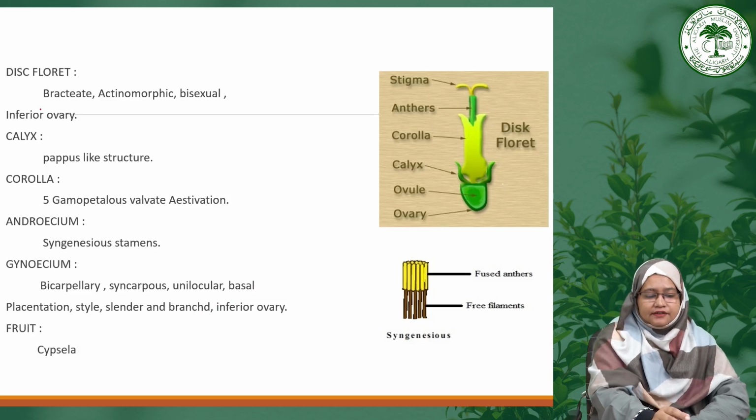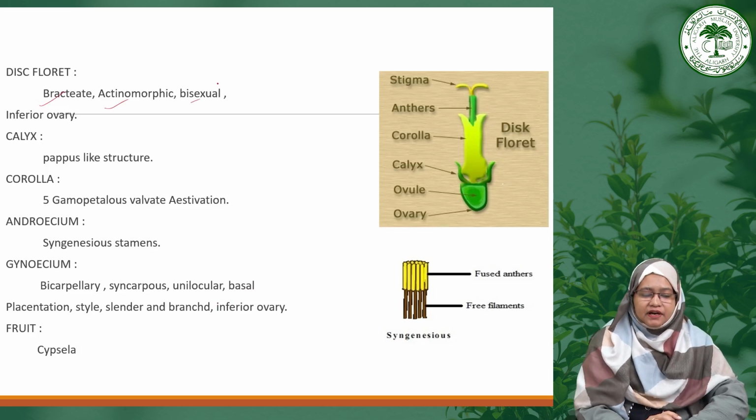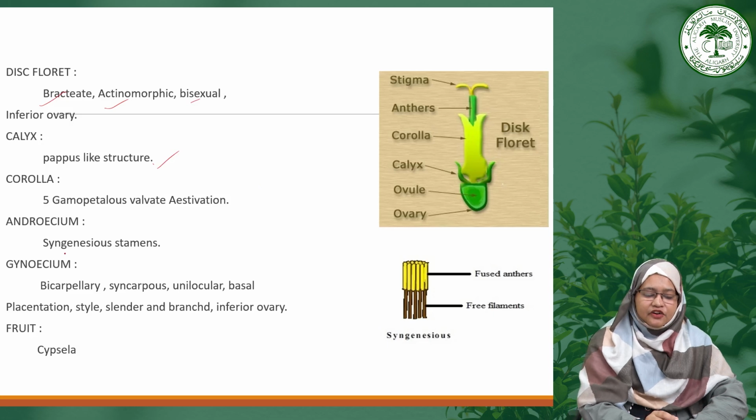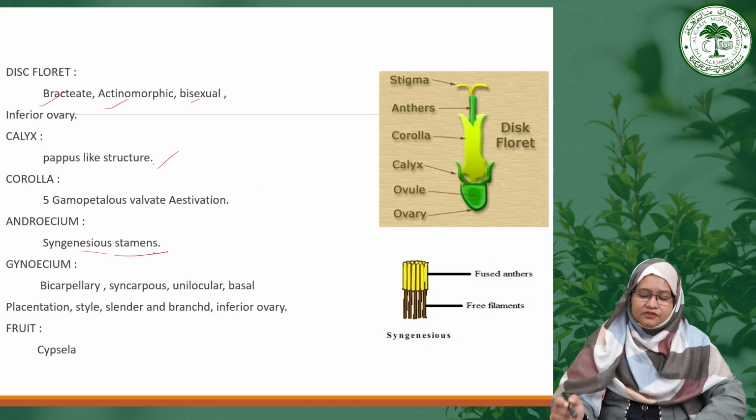Then the disc floret, which is bracteate, actinomorphic, and bisexual with an inferior ovary. Calyx is pappus-like. Corolla is made up of 5 gamopetalous petals with valvate aestivation. Androecium shows syngenesious stamens. As you can see, the anthers are fused.